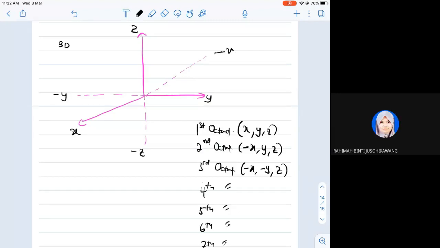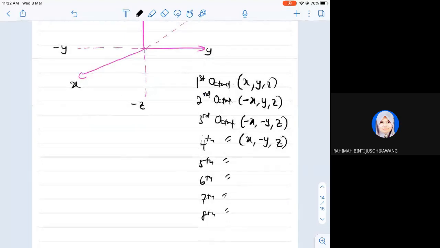Okay, now fourth octant. Fourth octant ni sebelah mana guys? Depan ke belakang? Depan balik. Yes, betul. Dia depan, belakang, belakang, depan balik. So bila depan, what happened to X? Positif. Okay, well done. How about Y? Negatif or positif? Negatif. Sebab dia sebelah kiri. So negatif Y. And then Z should be positive or negative? Positif. Okay, very good. Well done.